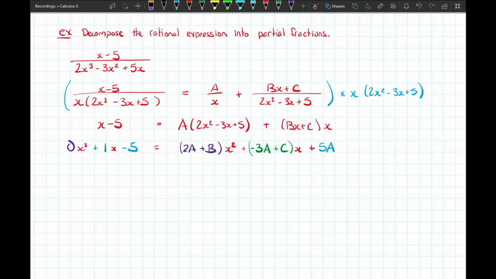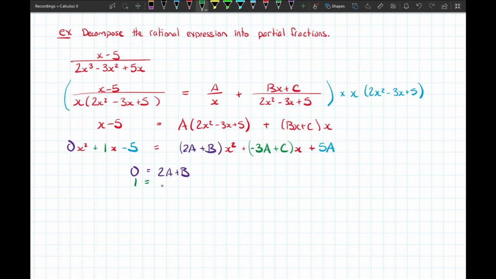Now I've chosen to put the coefficients in different colors here for a reason. In order for the left-hand side of the equation to equal the right-hand side of the equation for all values of x, I must have the same number of x squareds on both sides of the equation. I have 0 x squareds on the left-hand side, and I have 2A plus B x squareds on the right-hand side. They must be equal in number, so that gives me an equation. And when I take a look at the x terms on both sides, I have a single x on the left.